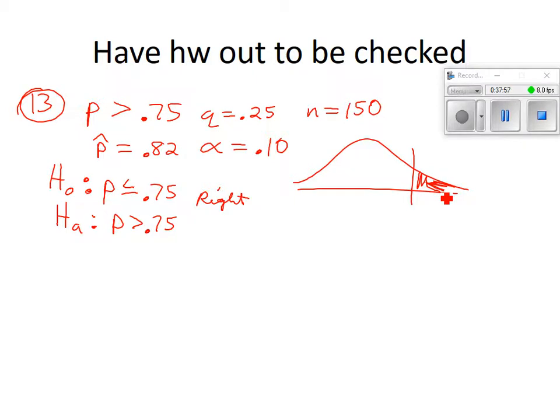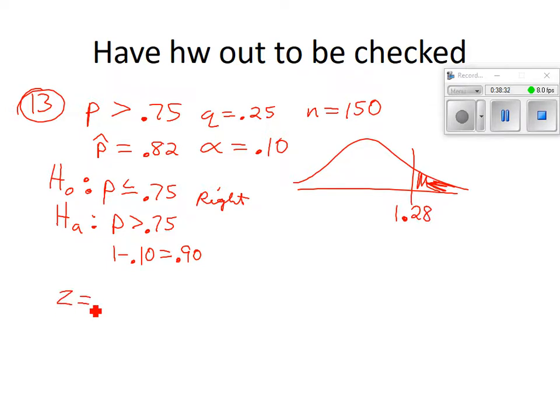To find that, we're going to have to take our alpha and subtract it from 1. So 1 minus 0.10, which is 0.90. We look up 0.90 on the chart. It's going to be on the positive side. Remember, it's probably not going to be on there, but something close. Looks like 0.8997 is the closest to 0.90. So that's 1.28. So that means our critical value here is 1.28.